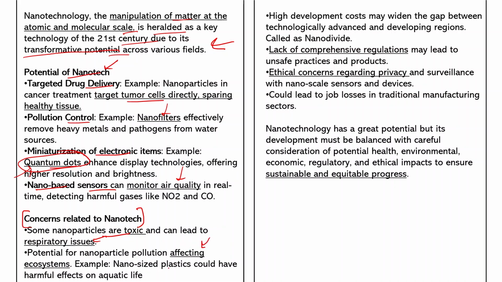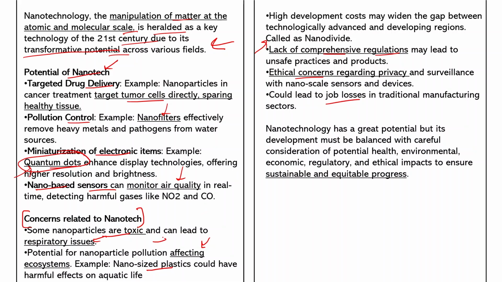They can cause problems in ecosystems, like nano-sized plastics, they can accumulate, right? So that can cause bioaccumulation or biomagnification, right? They have high development costs. There is a lack of comprehensive regulation. There are ethical concerns. They can lead to job losses, right?